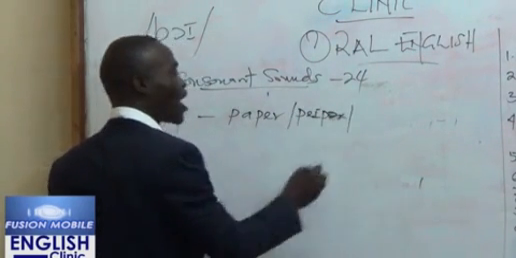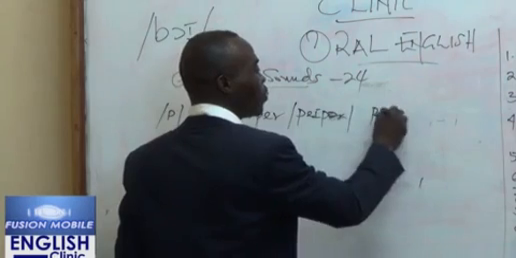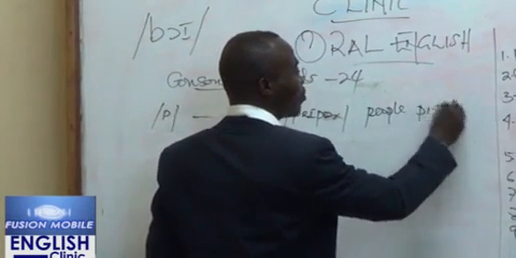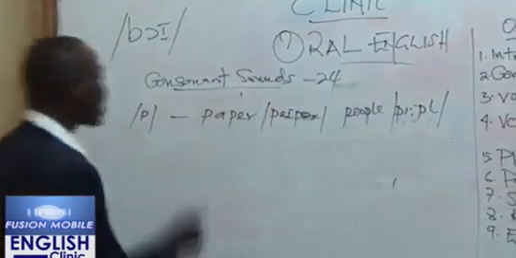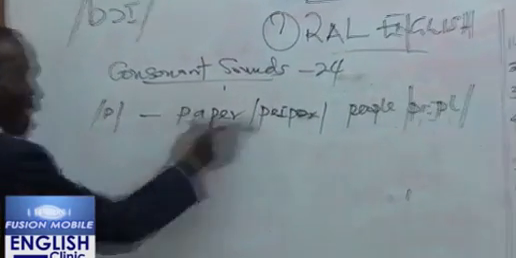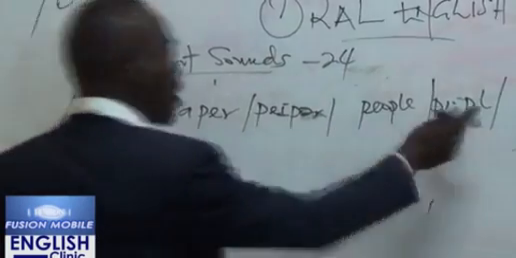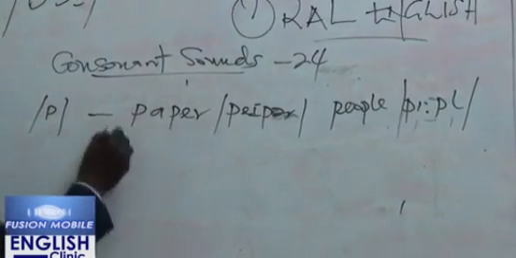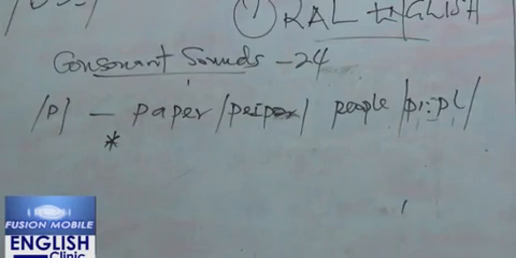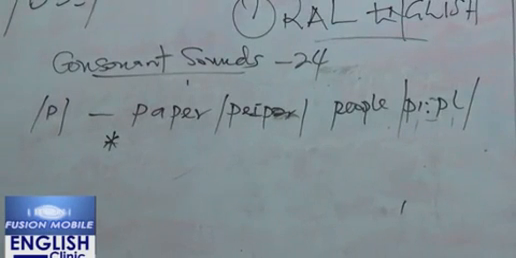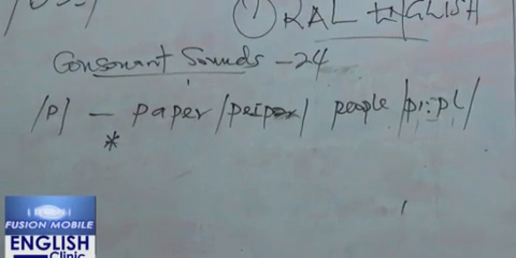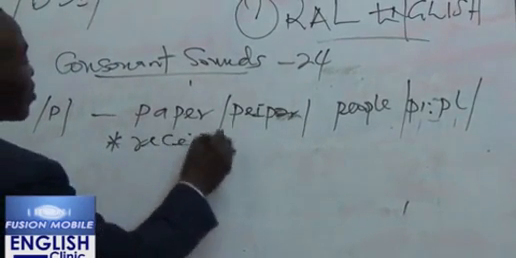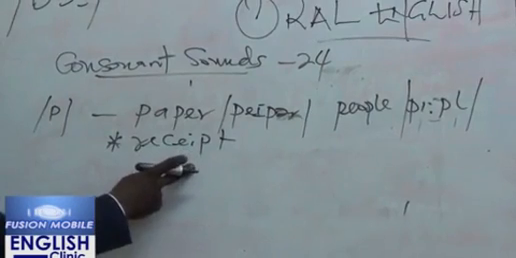We have it in people. So that sound is here. You have it in paper, you have it in people. That's the pa sound. Now, there are sometimes when you have the letter P in a word and it is not pronounced. It is silent, like in the word receipt. Even though you have the letter P there, the P is silent.